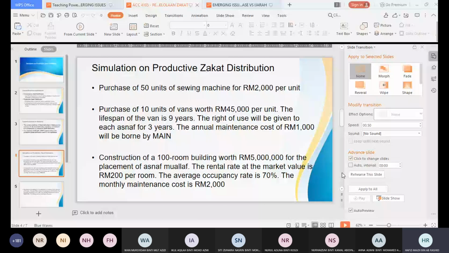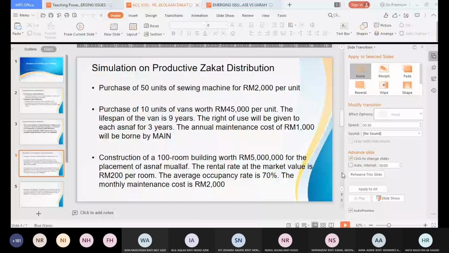In Terengganu, for example, the Zakat Authority provided engines for the boats, better engines, so they can go and catch fish better. Okay, for example.